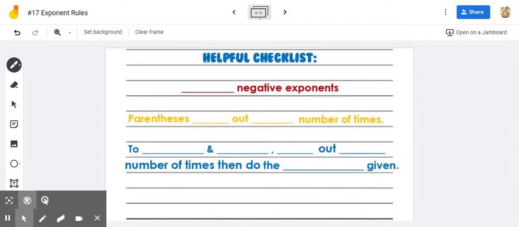So here's a couple of things that you want to keep in mind as you're working through your exponents. You want to move your negative exponents so that you can make them a positive power. The parentheses means that you multiply out the exponent number of times. So the parentheses will tell you how many times you times it by itself. Last but not least, when you multiply and divide, you want to write out the exponent number of times and then do the operation given. Now let's practice.